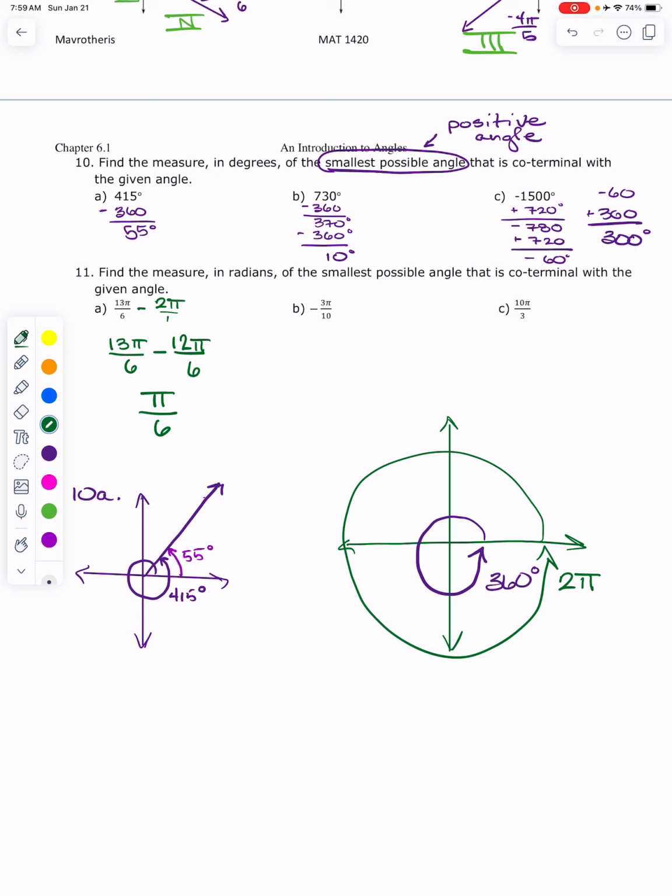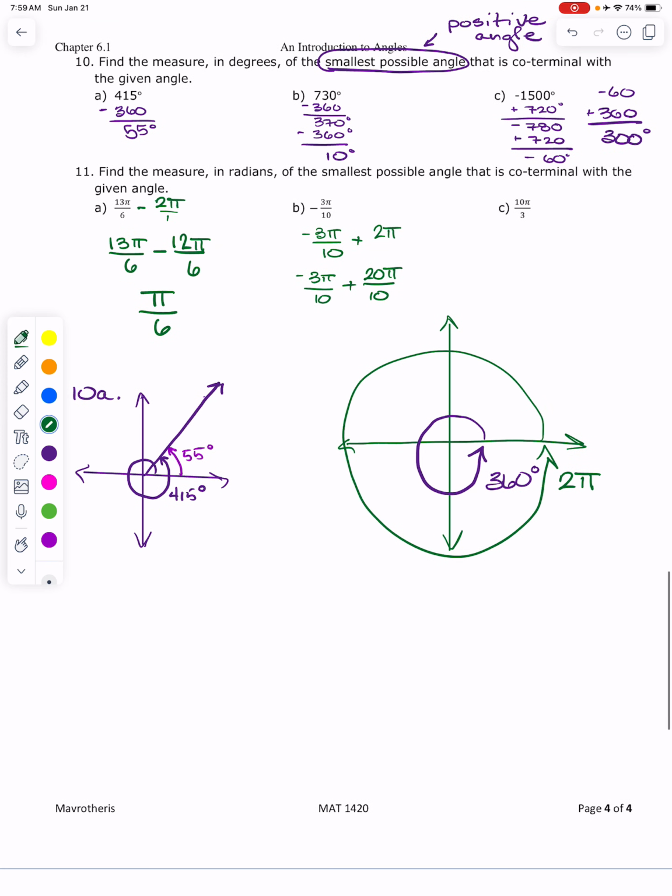We're going to do the same thing we did before when we have a negative angle. I'm going to go ahead and add 2 pi this time. If I want a 10 in the denominator, that puts a 20 pi in the numerator. Remember that when we have a common denominator, denominator stays the same. We just add the numerators. Negative 3 pi plus 20 pi is 17 pi.